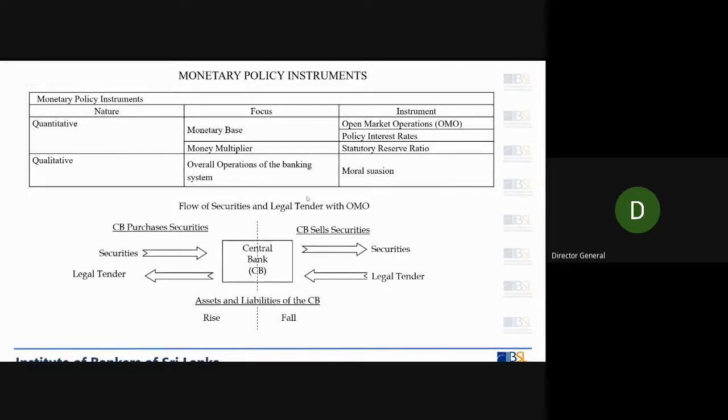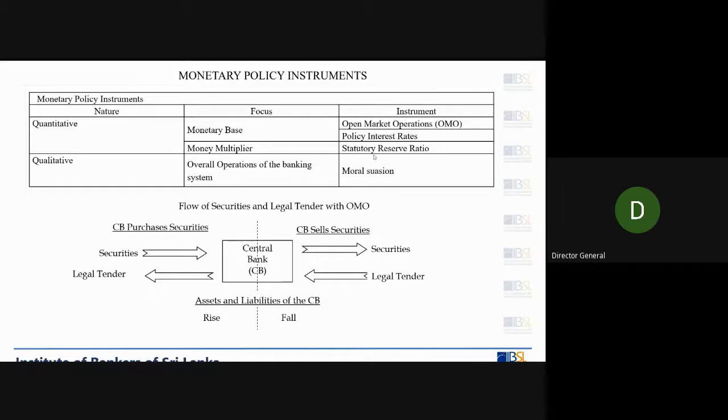Then the other one is the statutory reserve ratio. Under prudential purposes, the central bank imposes a requirement on commercial banks to deposit some money with the central bank. Depending on whether this rate is higher or lower, the credit creation capacity of the banking system changes. Accordingly, the money multiplier also changes, so the central bank can adjust this. There will be a slide where all these rates have changed over time. Those things we will discuss.